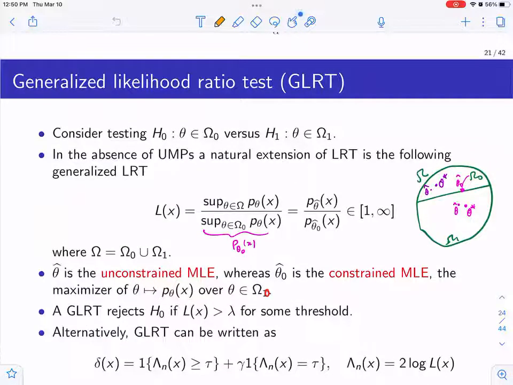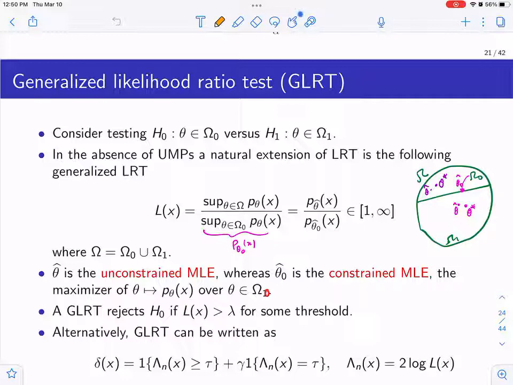In a non-simple hypothesis testing problem, oftentimes the UMPs do not exist. There is a natural extension of the LRT, the likelihood ratio test, and there's a generalization which is called the generalized likelihood ratio test, or just the likelihood ratio test in this case.